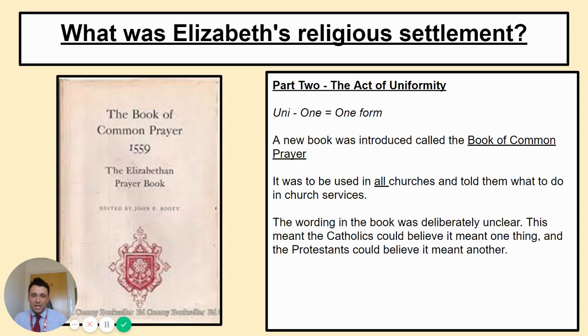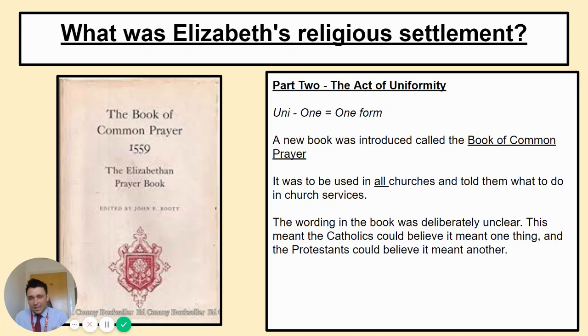Every church in England had this. It was to be used in all churches, and it said exactly what should happen in church services. Priests had to read from this word for word. Elizabeth was telling priests what to say. They couldn't make things up as they went along, for example.